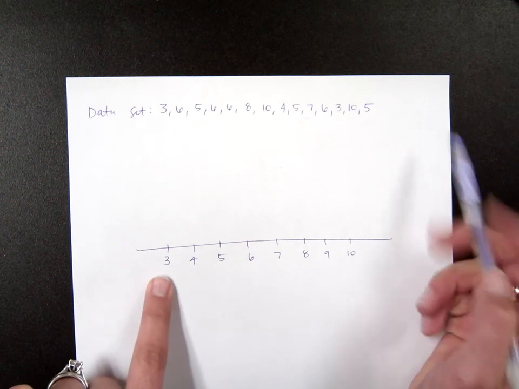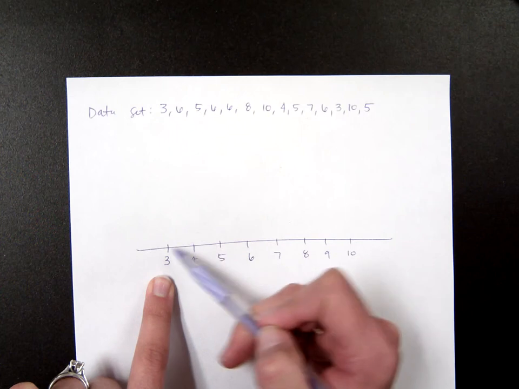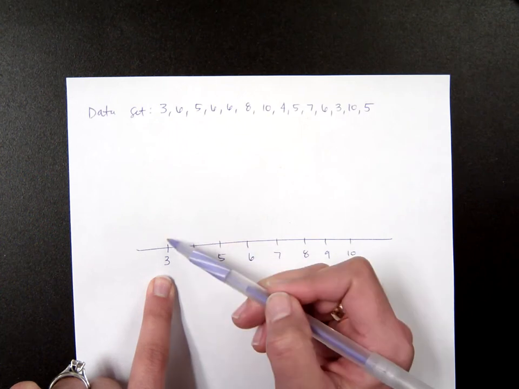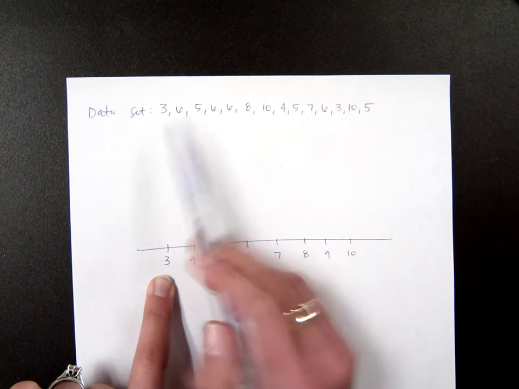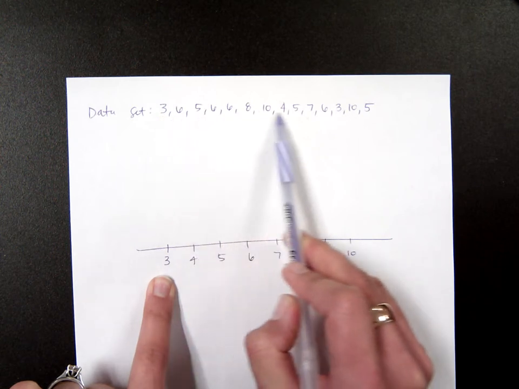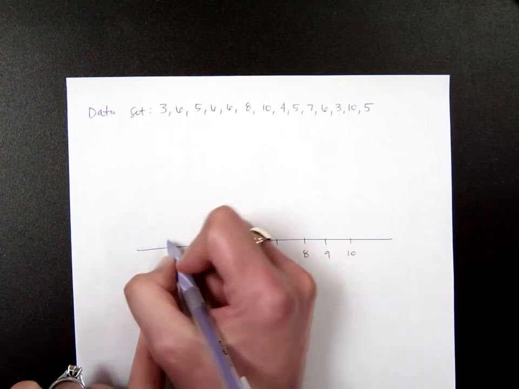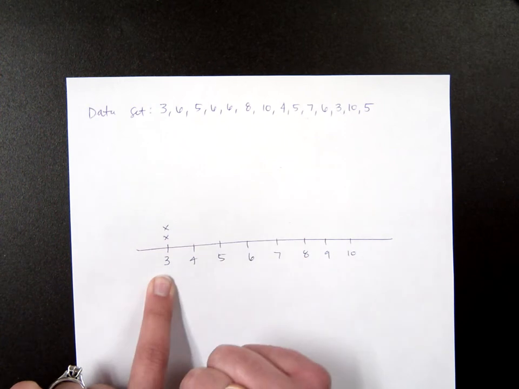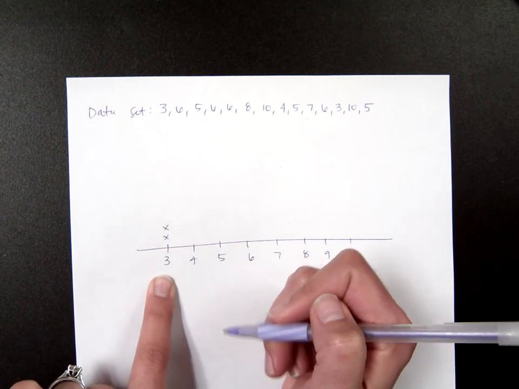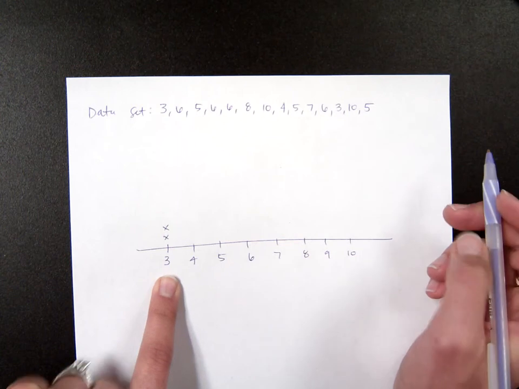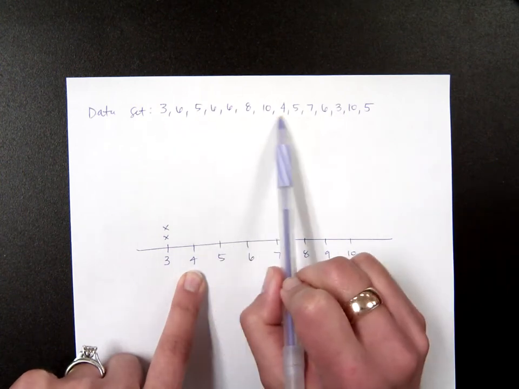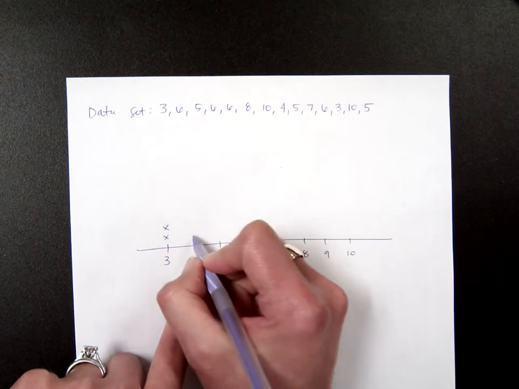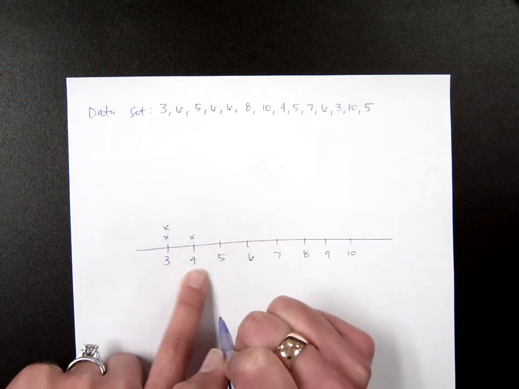So now what I'm going to do is you put a dot or an X, however you want to mark it, for however many 3s you have. So I have 1, 2 3s. So I'm going to put 2 X's, or you can use dots if you'd like, to represent the 2 3s in my data set. Then I move on to 4s. I only have 1 4, so that only gets 1 X.